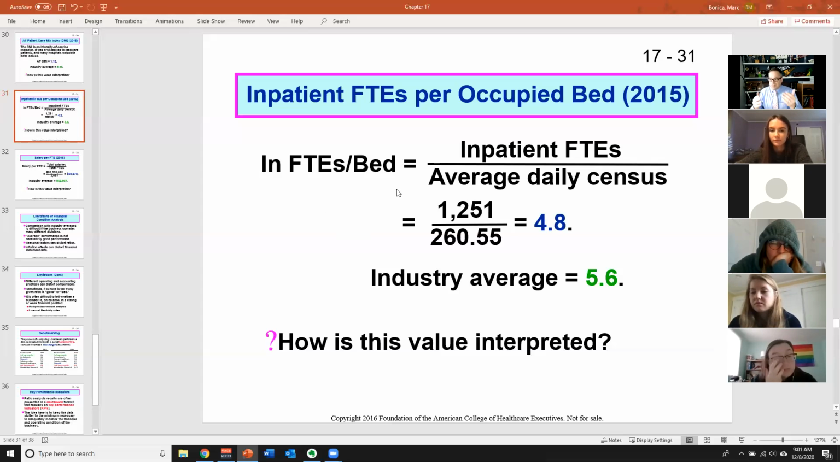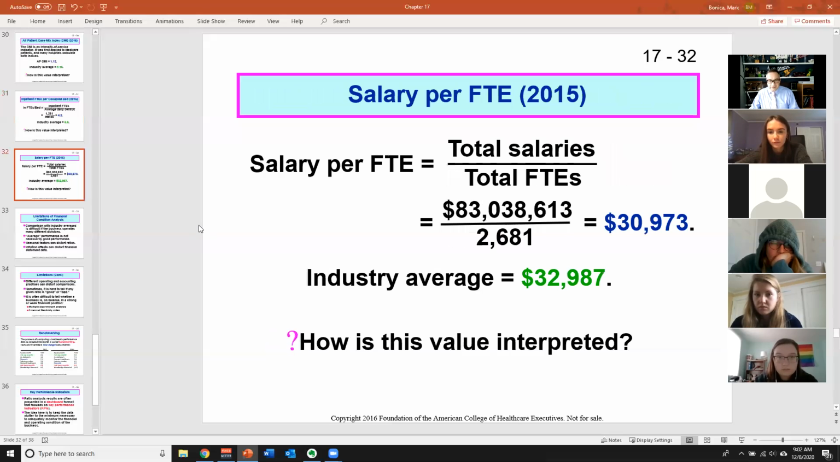But this is really a measure, again, another expense measure. So from a hard-nosed management perspective, us mean hospital administrators want to keep this number as low as possible. All right, and then salary per FTE. This is a way of figuring out how expensive is your staff.